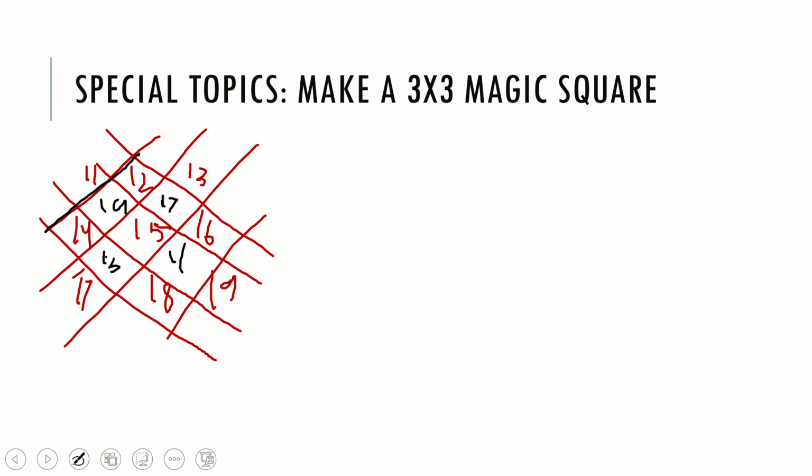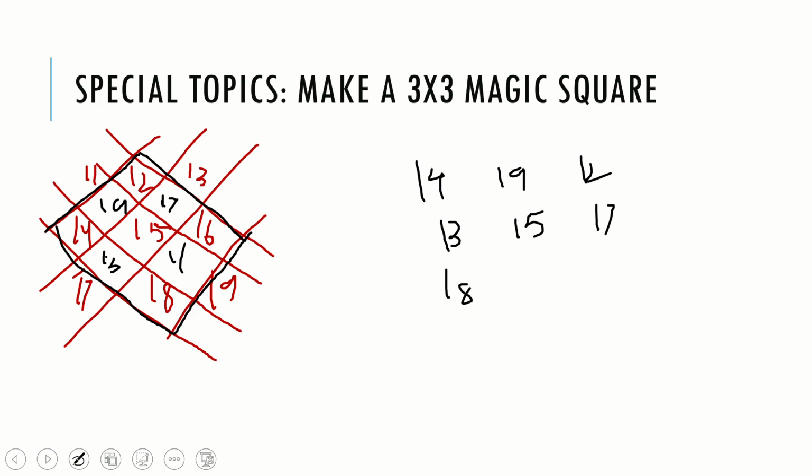Now you have to observe this one. So 14, 19, 12, 13, 15, 17 and 18, 11, 16. See, it is the given question, right? The given question I have explained to you, okay.